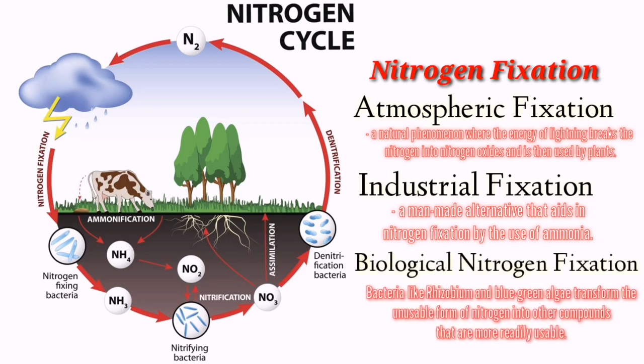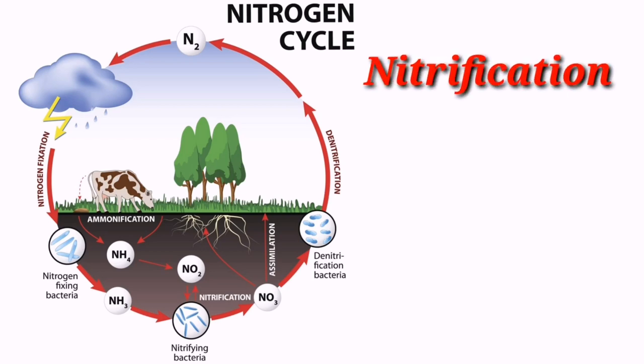Third, biological nitrogen fixation. We already know that nitrogen is not usable directly from the air for plants and animals. Bacteria like rhizobium and blue-green algae transform the unusable form of nitrogen into other compounds that are more readily usable. These nitrogen compounds get fixed in the soil by these microbes.